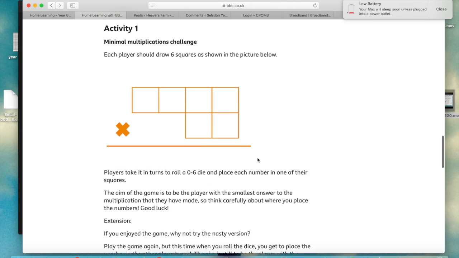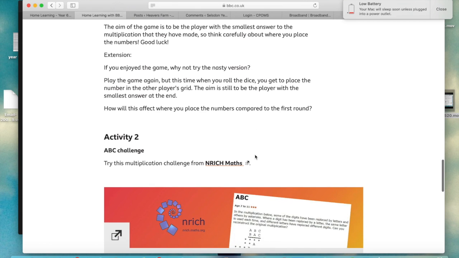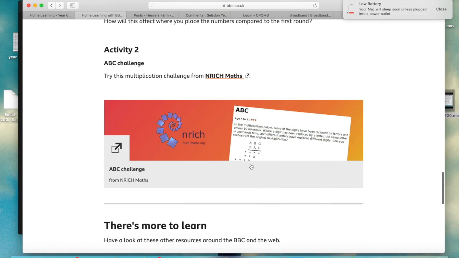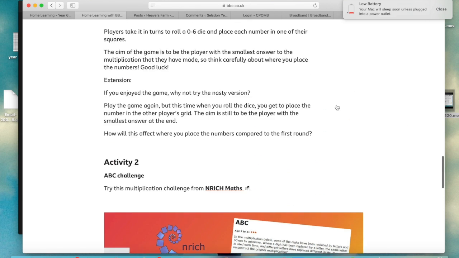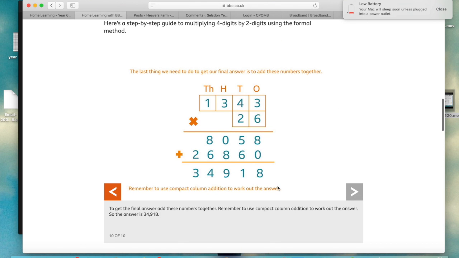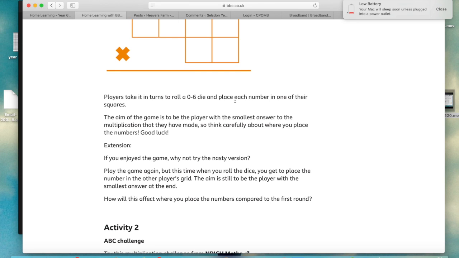Then there's a little bit of practice, and then there are some activities and games that you can have a go at, just to try and embed that knowledge. Good luck with that. Any questions? I would say first go back to this little slideshow because it sets it out quite nicely and easily. But any questions following that, drop a comment and hopefully I'll be around and I can help.